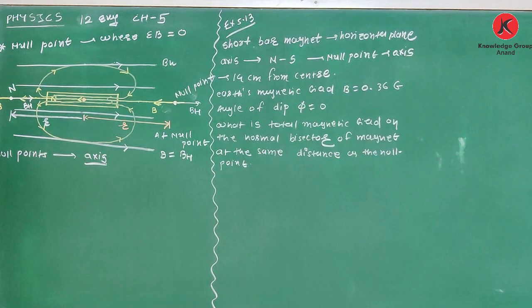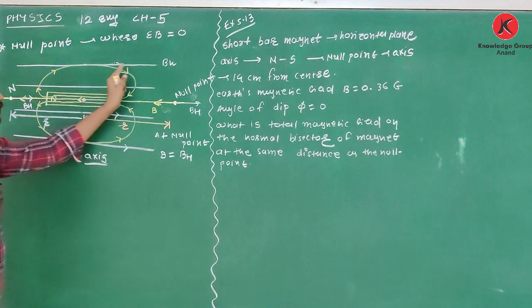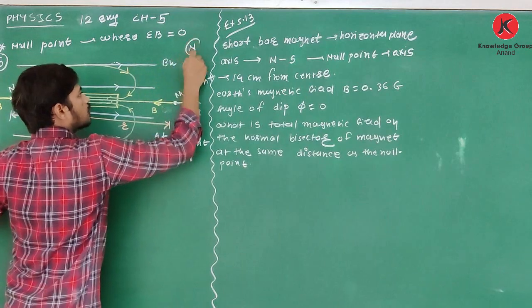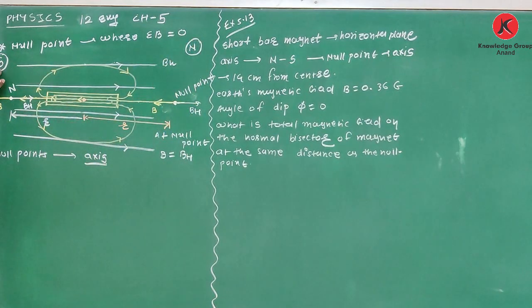Clear about this? Okay, this magnetic field, we know that Earth's magnetic field lines emerge from South Pole to North Pole. So here it may be the South Pole of Earth and here it may be the North Pole, or we can say it is geographical south and geographical north. Clear about this? So this point you have to remember.